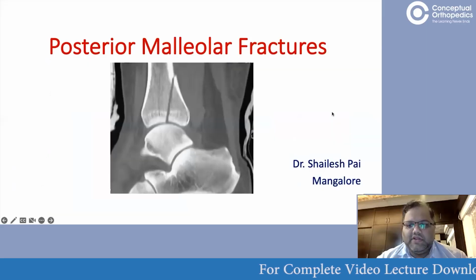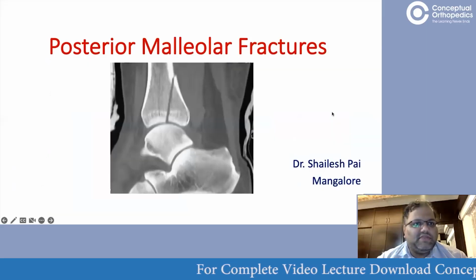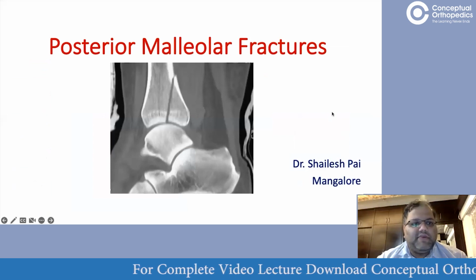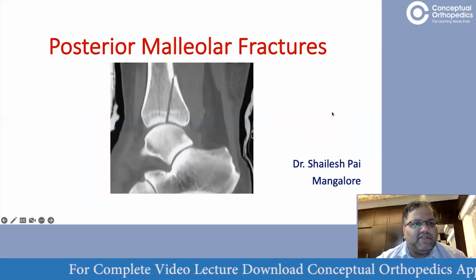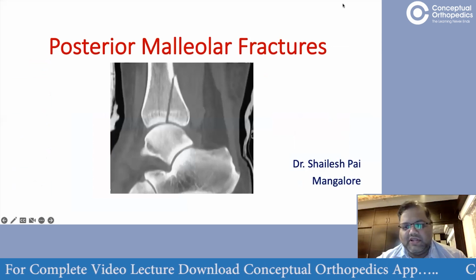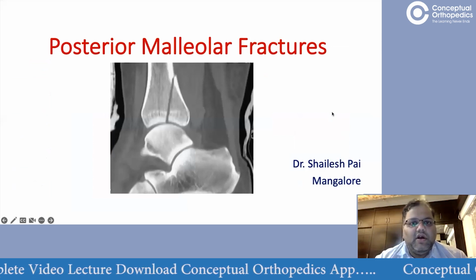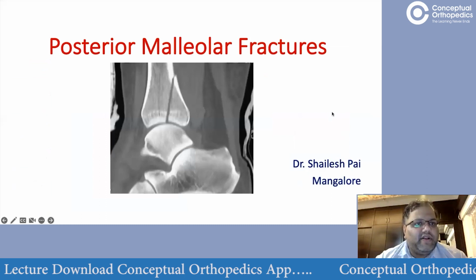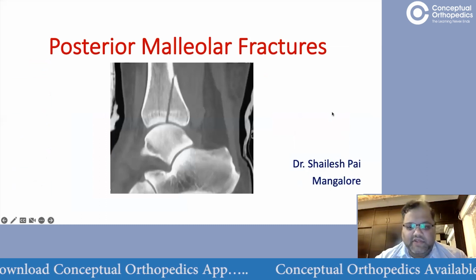So today we'll be discussing posterior malleolar fractures. A very often asked question in your exams, theory as well as practicals. As a part of ankle fractures, we have seen this quite many times in the numerous lectures that we have taken. Just thought I'd highlight or reinforce the same things.